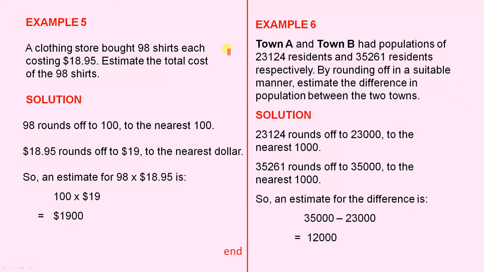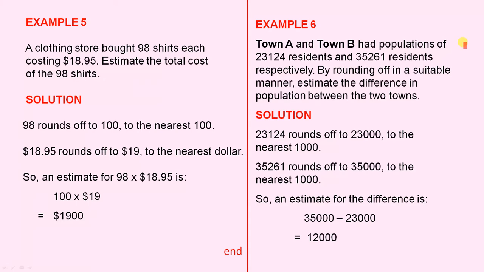Here we have a few problems now. Example 5. A clothing store bought 98 shirts, each costing $18.95. Estimate the total cost of the 98 shirts. Solution. 98 rounds off to 100 to the nearest 100. $18.95 rounds off to $19 to the nearest dollar. So, an estimate for 98 multiplied by $18.95 is 100 multiplied by $19, which is $1,900.